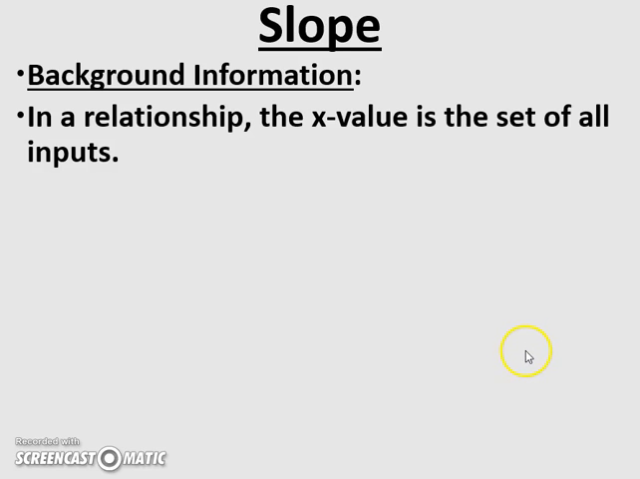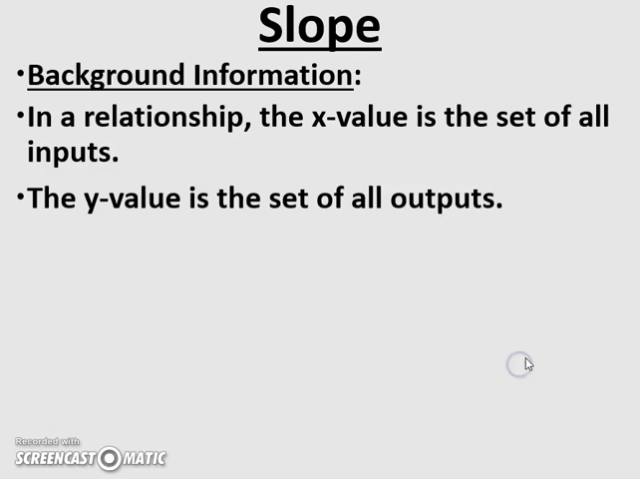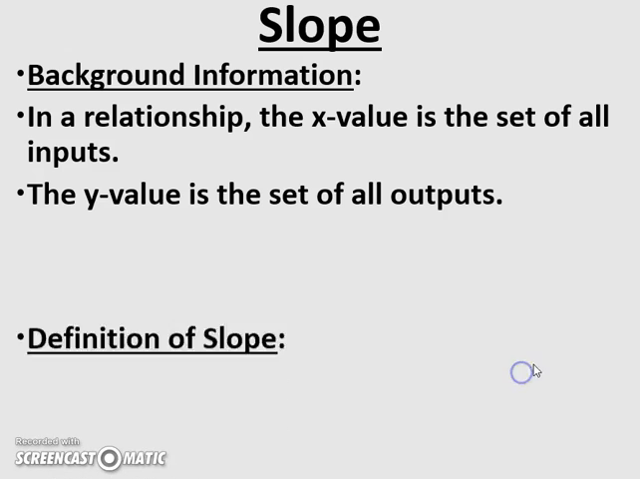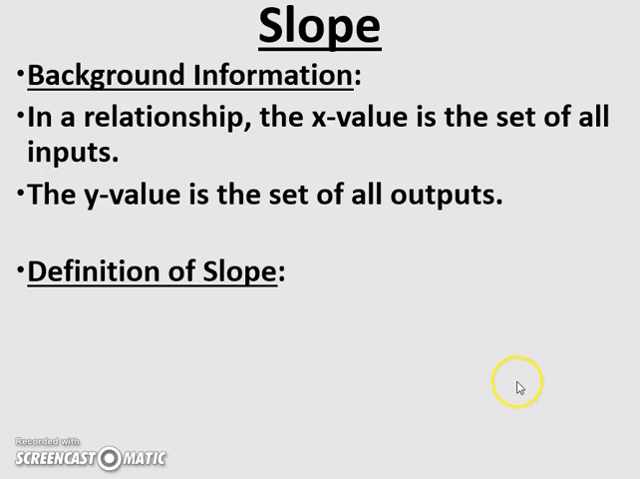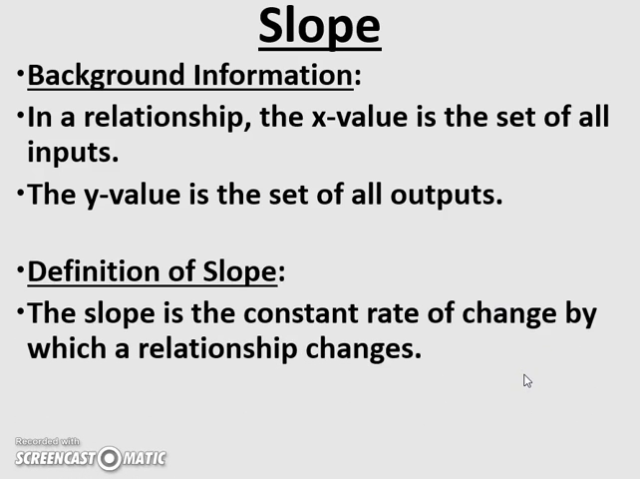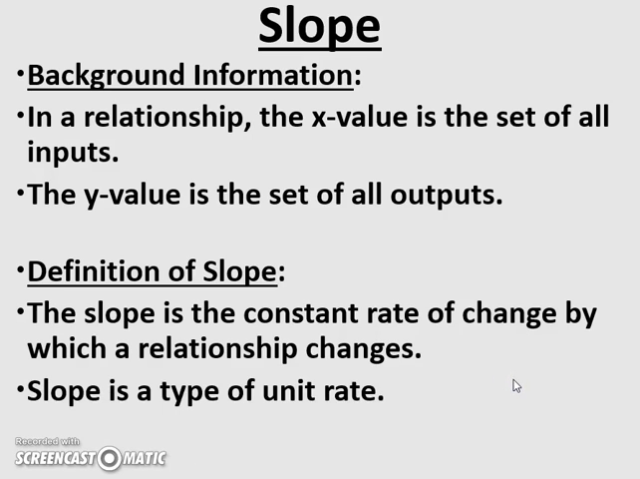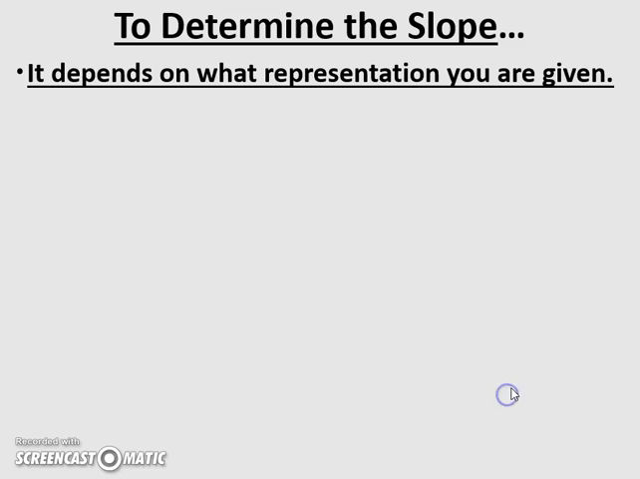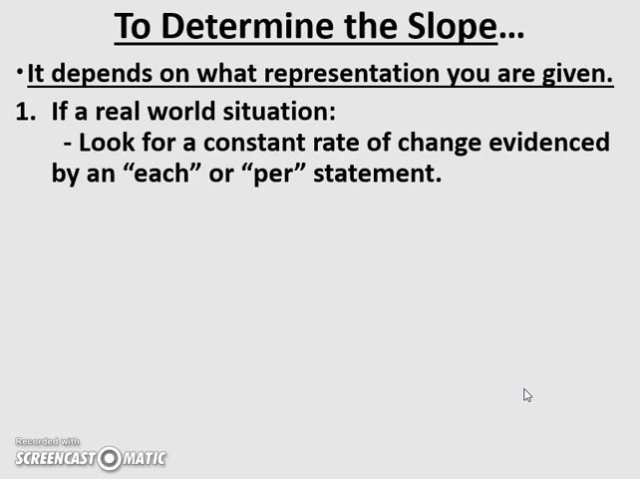In a relationship, the x value is the set of all inputs. The y value is the set of all outputs. The definition of slope is the constant rate by which a relationship changes. It is the consistent change in a situation. Slope is a type of unit rate. How to determine slope depends on what representation you're given.